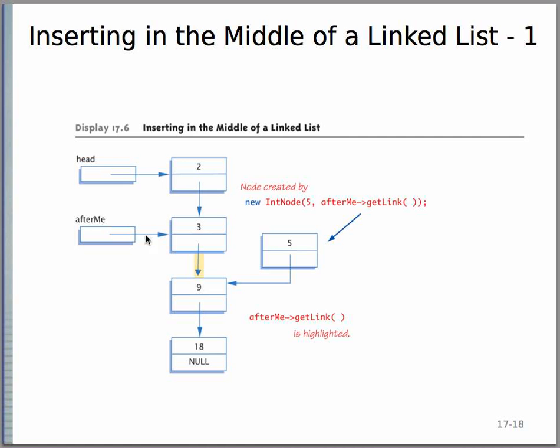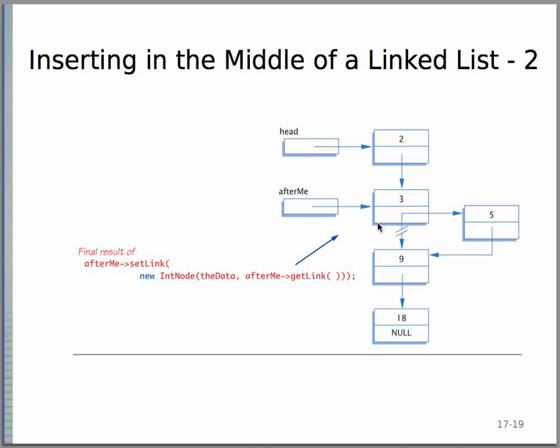So after you're done, you don't have to keep this after me pointer around. You have the head pointing to this first node, pointing to the second node. This will be rewired to point to here, and then the link data member of this new node will be pointing to here, and so on. So you've just spliced in a new node.